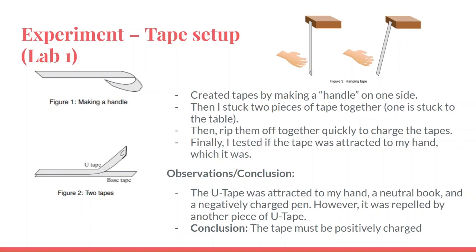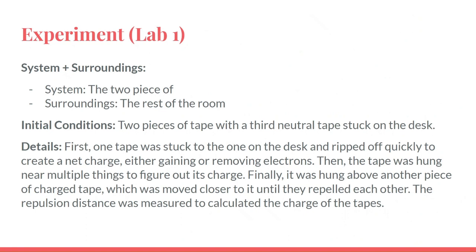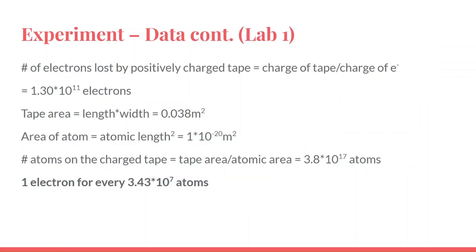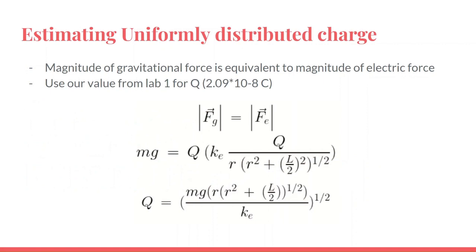We're just breezing over it because I didn't do that this time. This is the same thing. So we have the system and the surroundings, which is the two pieces of tape and then the rest of the room, and basically the tape, talking about how we rip it off and remove the electrons. These are the mass, tape length, tape width, distance, and the force of gravity that I was talking about, and that's how I calculated our number. And now the number of electrons that we lost is all this stuff, and we figured out the electron ratio.